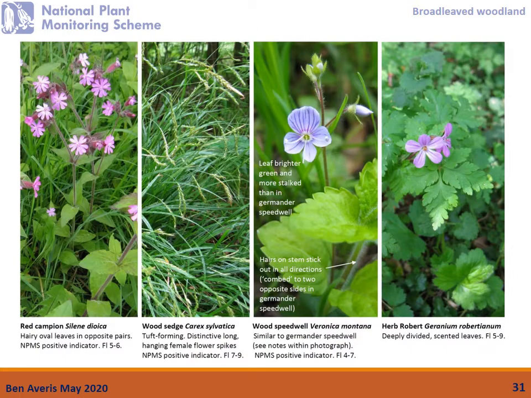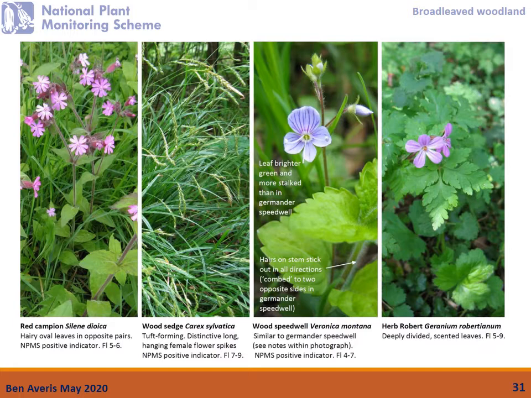Some more ground flora species in these same kinds of woods. Red campion can grow fairly tall, like those ones there with those unmistakable pink flowers, but otherwise you can tell it fairly well by the leaves being in opposite pairs. They're sort of medium-sized oval leaves, quite hairy. Both leaves and stems are all pretty hairy.